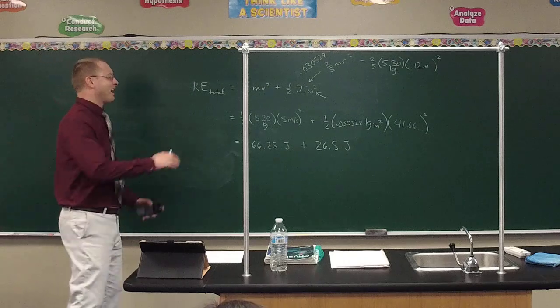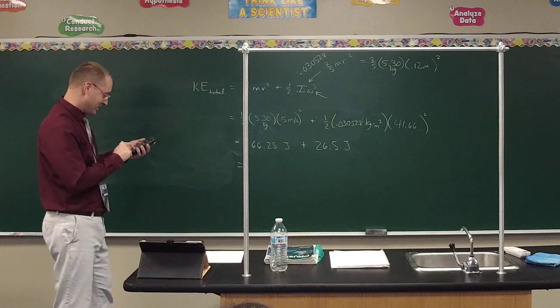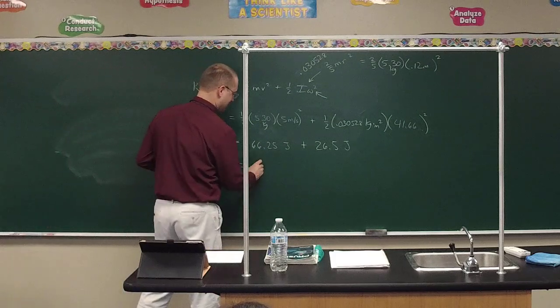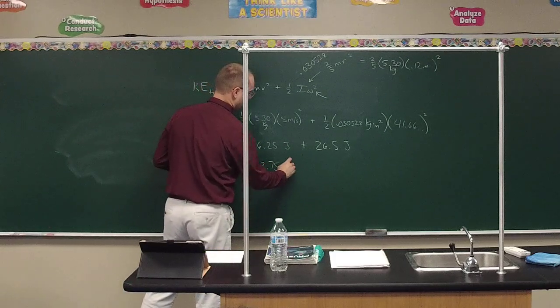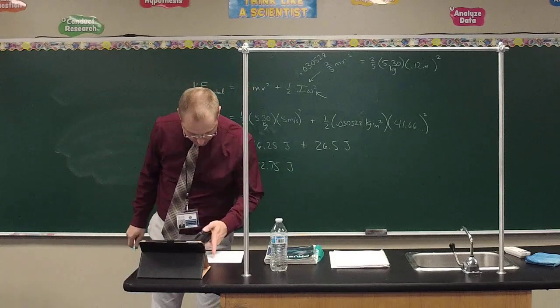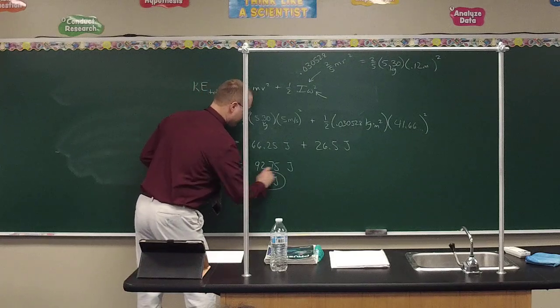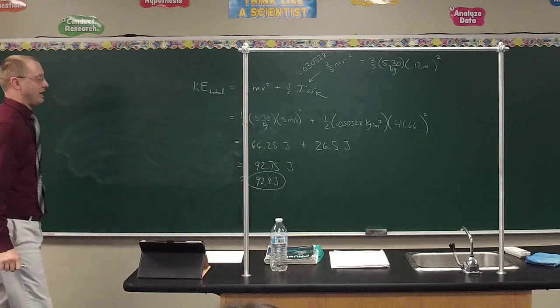It's a Monday. All right, we add these together and we end up with how much total kinetic energy? 92.8. 92.75 joules rounded off. 92.8. Yes, 3 sig figs everywhere, so 92.8 joules.